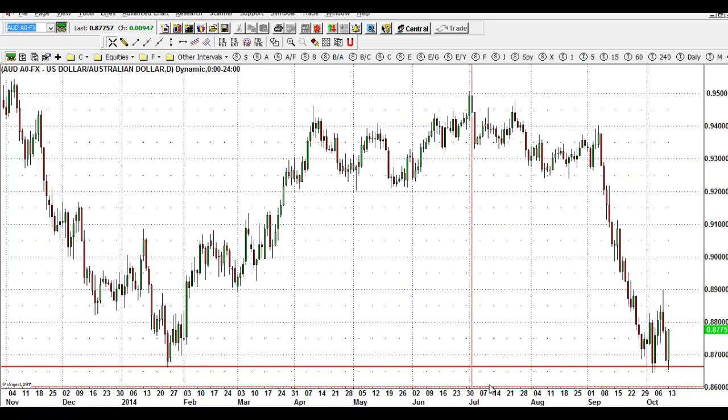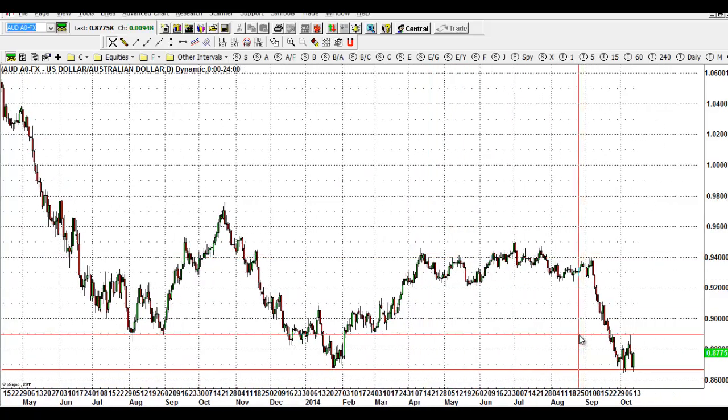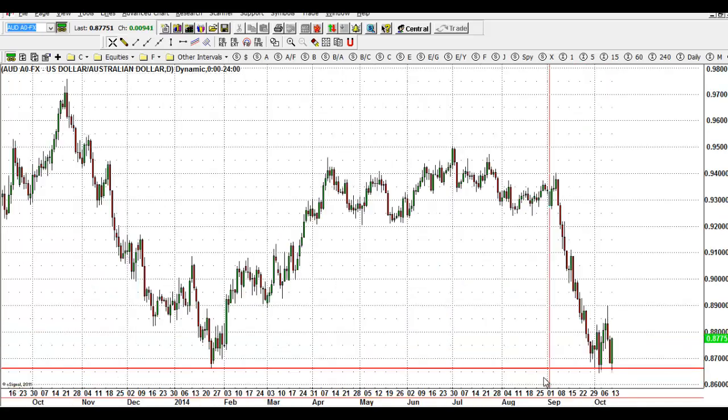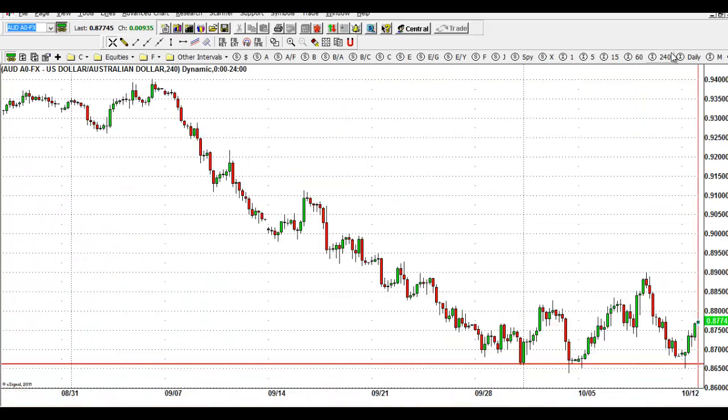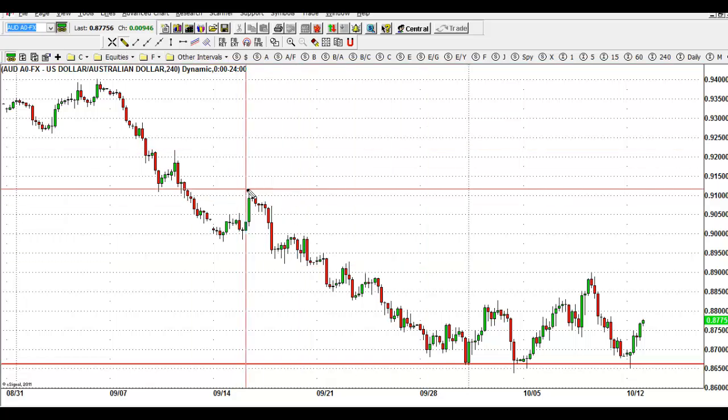This is the daily chart of the Australian dollar. Now, the market could indeed go below this area of support, but the market just seems to be, the bulls are defending this area pretty well. Now, what we have to look to see is if this market enters a triangle in a downtrend.